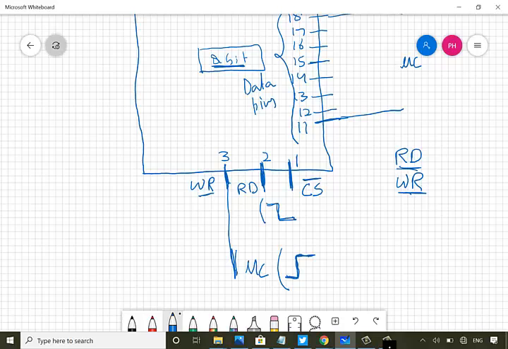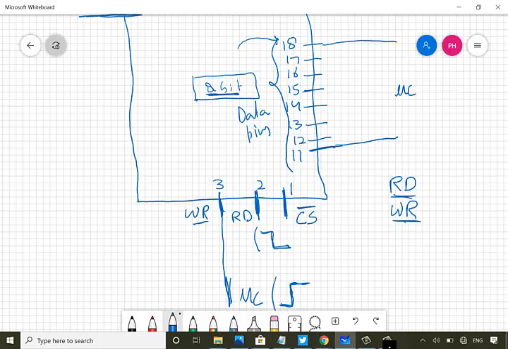on this read signal. Whenever I send this high to low pulse on the read signal, this 8-bit data will be transferred from this 8-bit internal register to the data pins of the ADC and subsequently transferred to the microcontroller.